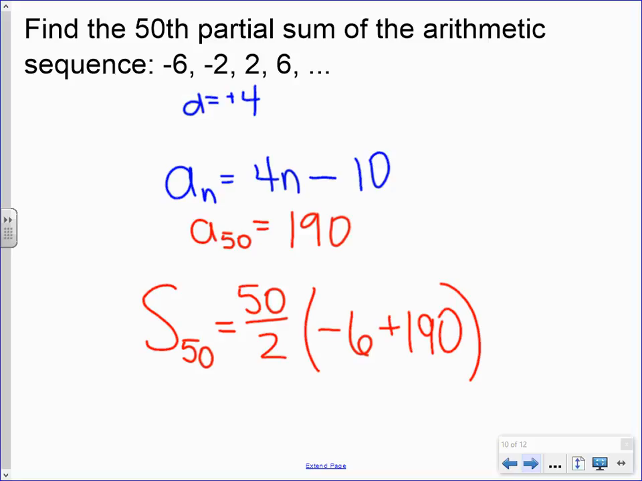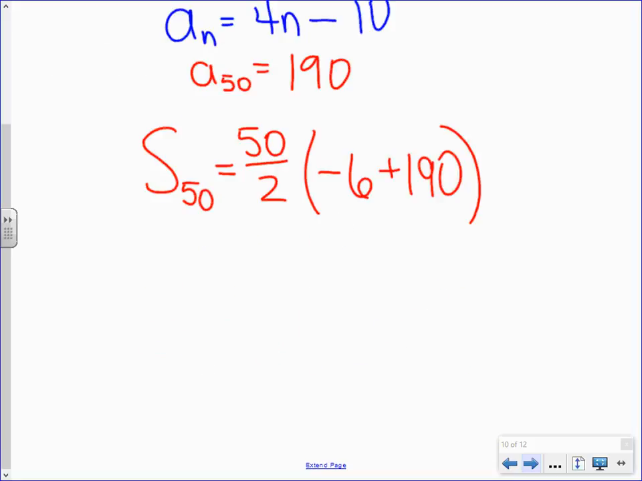So first term plus last term times the number of pairs that we have. Probably going to need to use a calculator for this one. What do we get? Say it louder. 4,066.